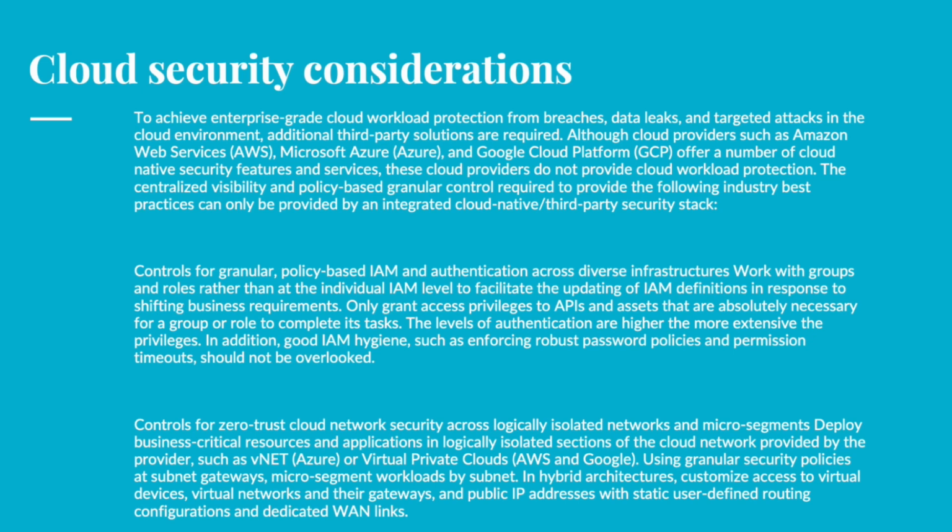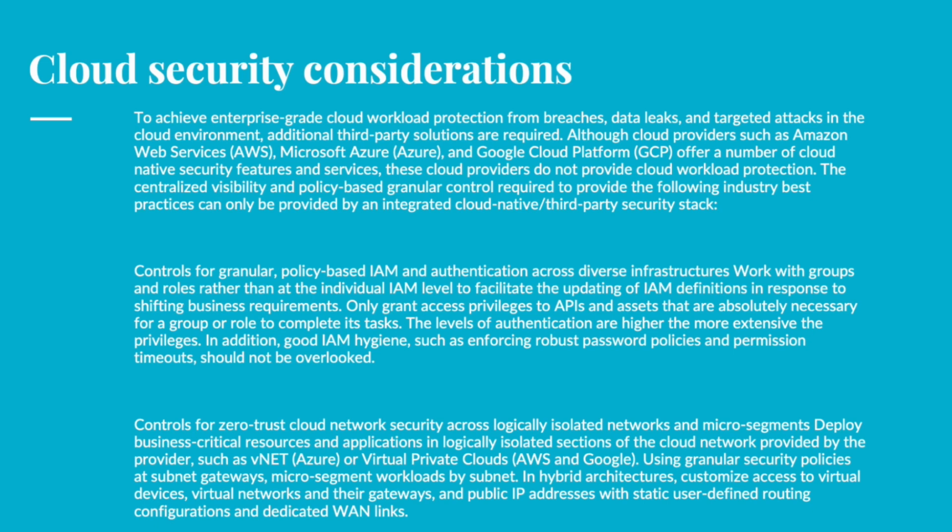It's simple things such as ensuring that if we are going to grant access and privileges to APIs and assets, that these changes are absolutely necessary and it's necessary for a group or role, most importantly, to complete its task. Even though it can seem quite tedious, I think especially now when people are working remotely in different places, ensuring that we have a clean process and levels of authentication, and the more extensive the privileges, the better. And like I said, it's all about encouraging a culture of good identity access management hygiene, enforcement of robust password policies, and permission timeouts. These things shouldn't be overlooked.